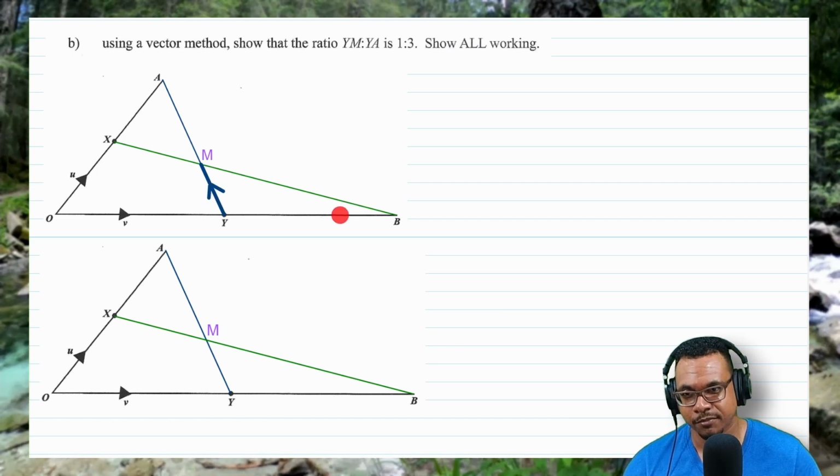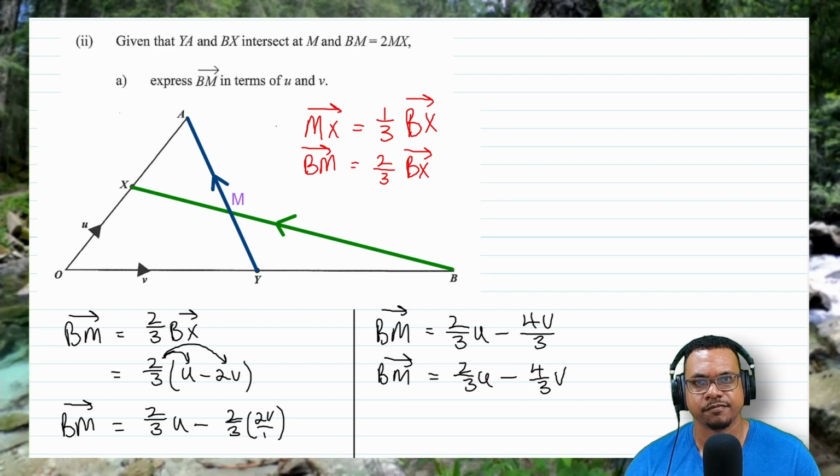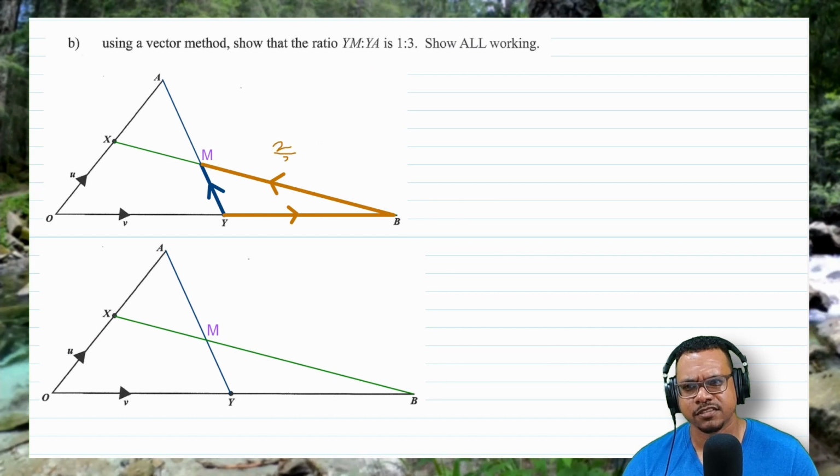Then from here, this vector from here to here, I need the tail to connect to the tail here. And I need the head on this vector, which is B to M, to connect to the head here. So this vector Y to B, I need tail on tail, so it will go like this. So the tail of this vector connects to the tail of my resultant vector. This is the vector that I want. And then going from B to M, and that will go like this. Now remember, we found what BM was, right? BM was 2/3 u take away 4/3 v. All right, that's the vector B to M.